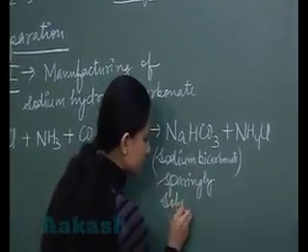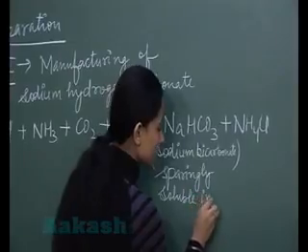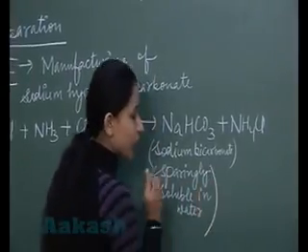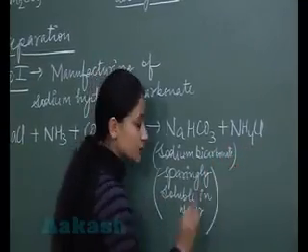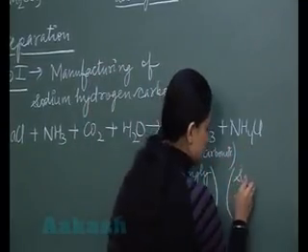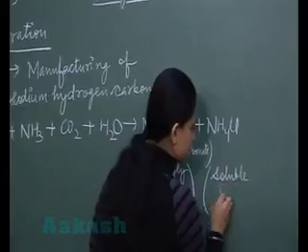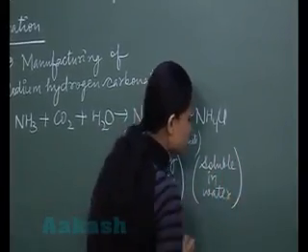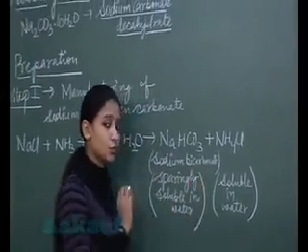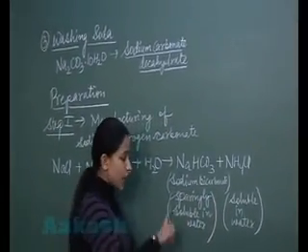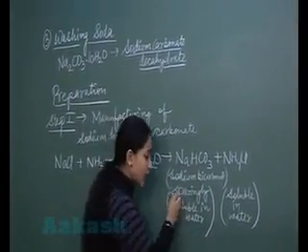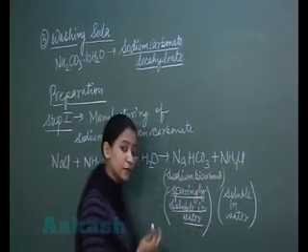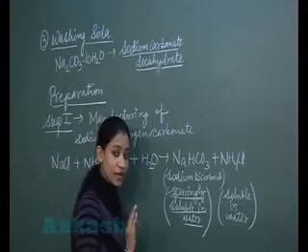Whereas students, ammonium chloride is soluble in water. So students, as these two products differ in their properties, we can separate these two products easily. As sodium hydrogen carbonate is sparingly soluble in water, it is obtained as a precipitate. It can be filtered out and then it can be even dried.